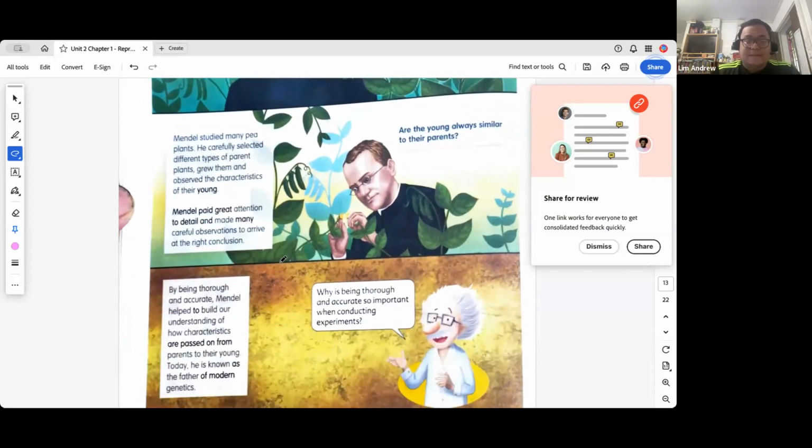By being thorough and accurate, Mendel helped us understand that characteristics are passed on from parents to young. He told us that parents and young share the same characteristics, such as the shape of the leaves, the type of flowers, and the colors. He is known as the father of modern genetics by many of us in today's era. All right, next up.